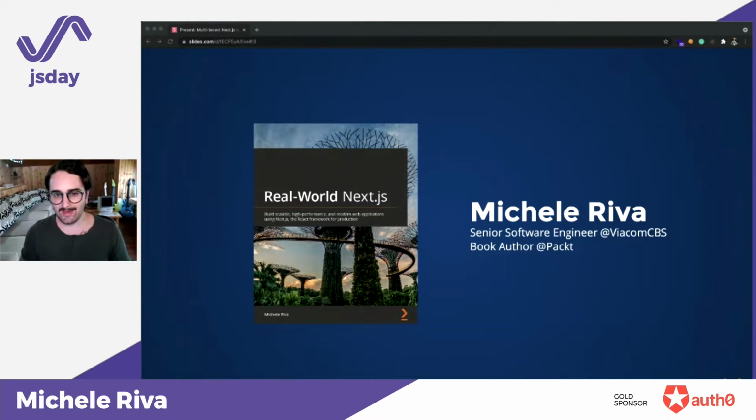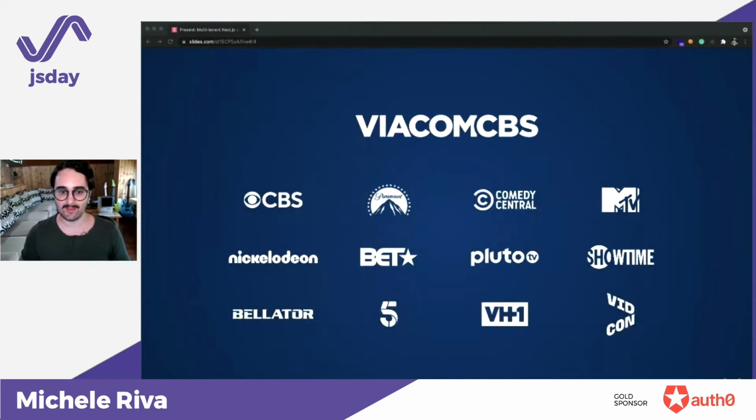I need to go back to Viacom CBS for a moment, because everything that I'm talking about today is the product of my research at Viacom CBS. You have to know that Viacom CBS has many, many brands, and here we can see just a few of them: CBS, Paramount, MTV, Comedy Central, or Channel 5, to name a few. With many different brands and many different websites that can share some features, the concept of multi-tenancy can be really interesting.